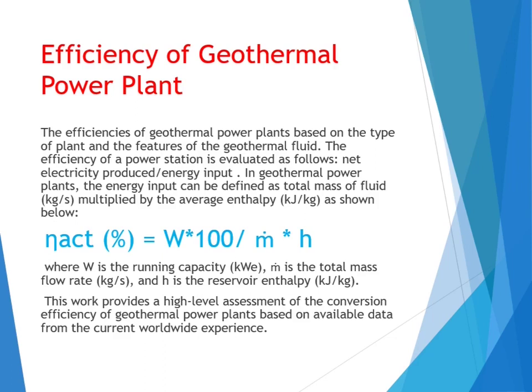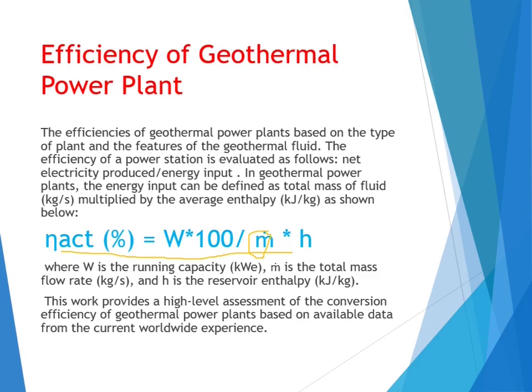The efficiency of a power station is evaluated as follows: net electricity produced upon energy input. In a geothermal power plant, the energy input can be defined as the total mass of the fluid multiplied by average enthalpy, as shown below. W into 100 upon m dot. This is m dot. It is the flow rate, not the mass.